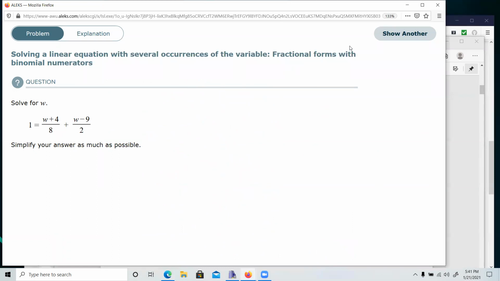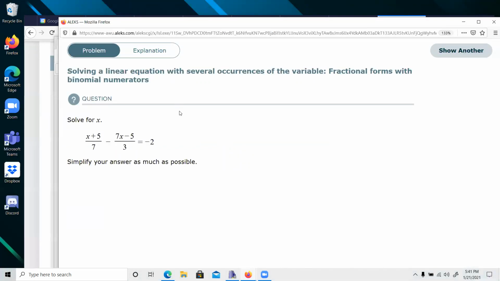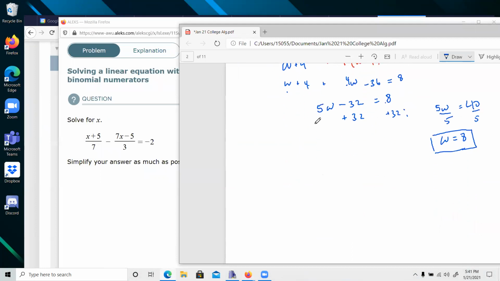So should we do another one of those? Maybe we should do one more. Hopefully they give me a different, oh, that one's beautiful. That was a mess. So let's have a look at this one. We've got x plus 5 divided by 7 minus, oh, there's lots of things going on here. 7x minus 5 all over 3 is equal to -2.